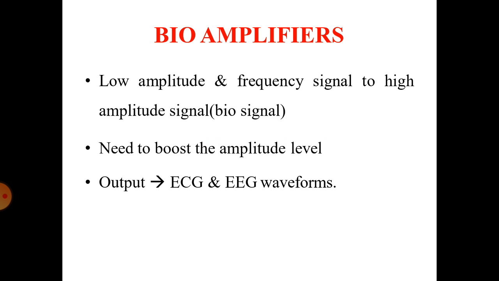So this slide shows the low amplitude and low frequency signal converted to a high amplitude signal, that is the biosignal. As I already specified, I have to convert the weak signal into a strong signal. This is the main objective of a bioamplifier. That is the need for a bioamplifier: to boost the amplitude level. So the output is the ECG and EEG waveform.